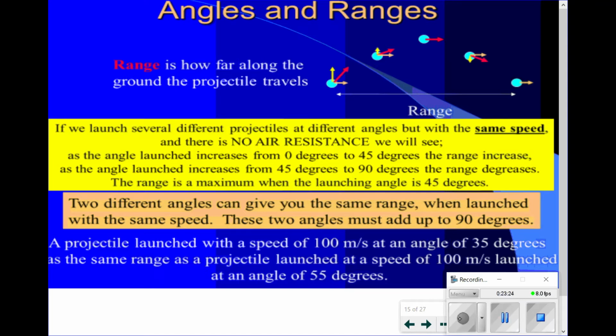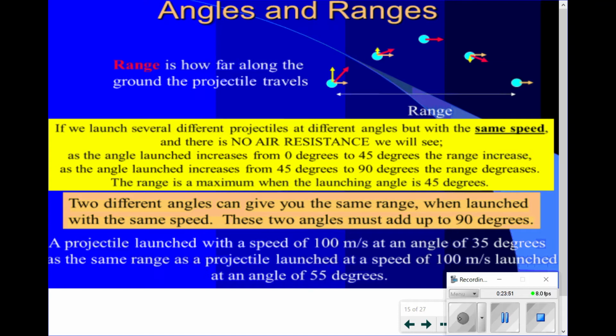However, if I make the angle too great, then the ball spends a lot of time in the air, but it's not moving forward very quickly, and so the range will actually get smaller. The angle that gives you the largest possible range, if there is no air resistance, is 45 degrees, which is the exact middle from 0 to 90 degrees.